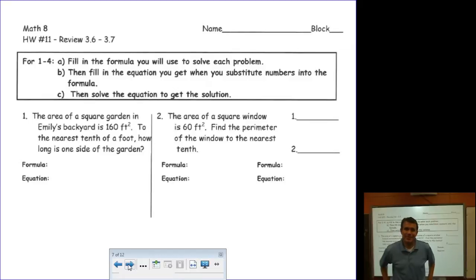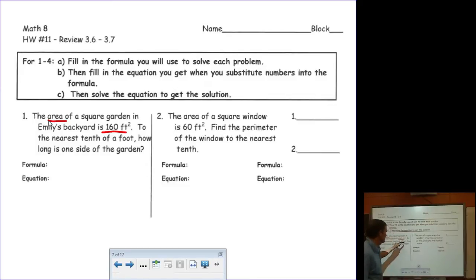All right, let me give some explanations to this. Here we go. Problem number 1. You should have written down the formula for area. They gave you the area here, and we want to know how long is one side.